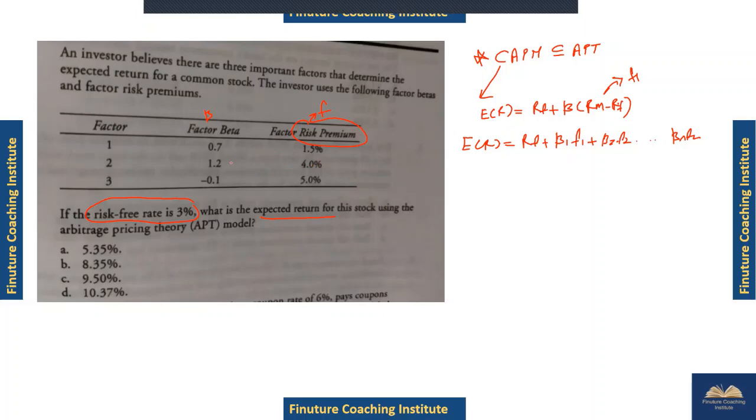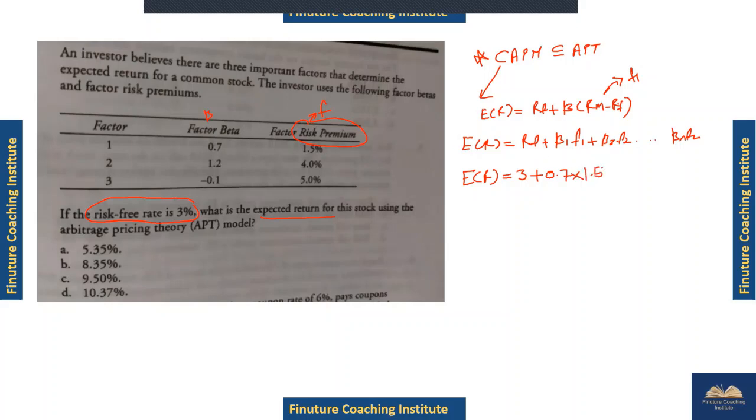In this case, we have three risk factors, which don't have a specific name as such, but we have been told there are three risk factors. These are the corresponding betas and these are the corresponding risk premiums, and we have been given the risk premium. We have been asked to calculate the expected returns. So it would be equal to 3%, that is the risk-free rate. Let me just write 3 for the sake of simplicity. 3 plus beta 1 is your 0.7. The corresponding risk premium is 1.5%.